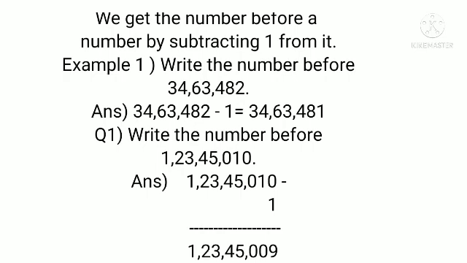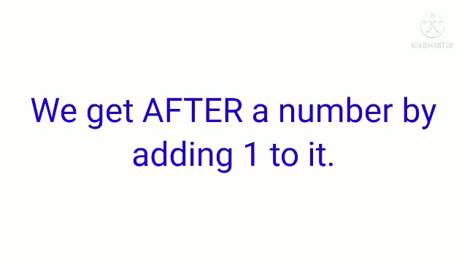Write the number before 34,63,482. Then we subtract 1. Then we get 34,63,481. Next question: write the number before 1,23,45,010. To get the before number, we have to subtract 1. So you can see here, we subtracted 1 from the given number and we got 1,23,45,009. 10 becomes 9. Okay.